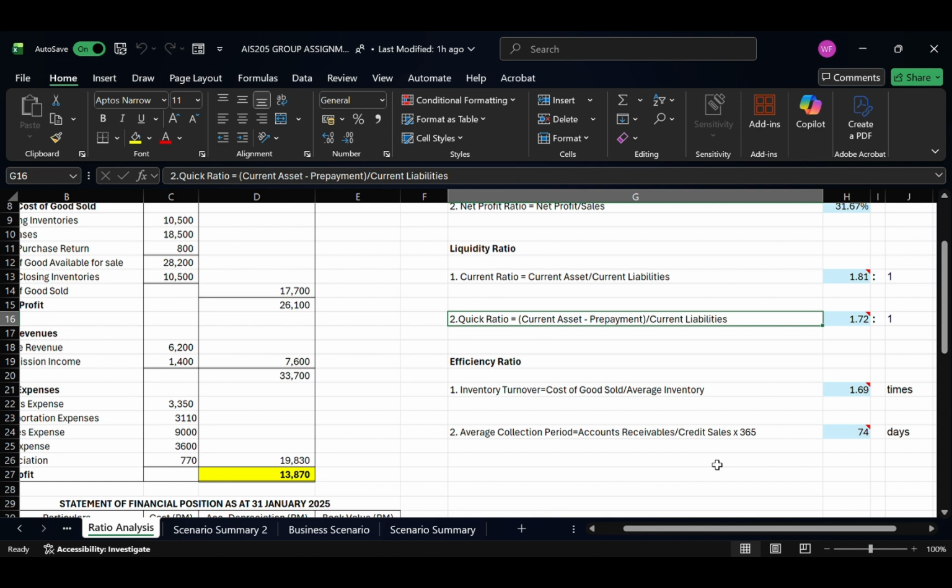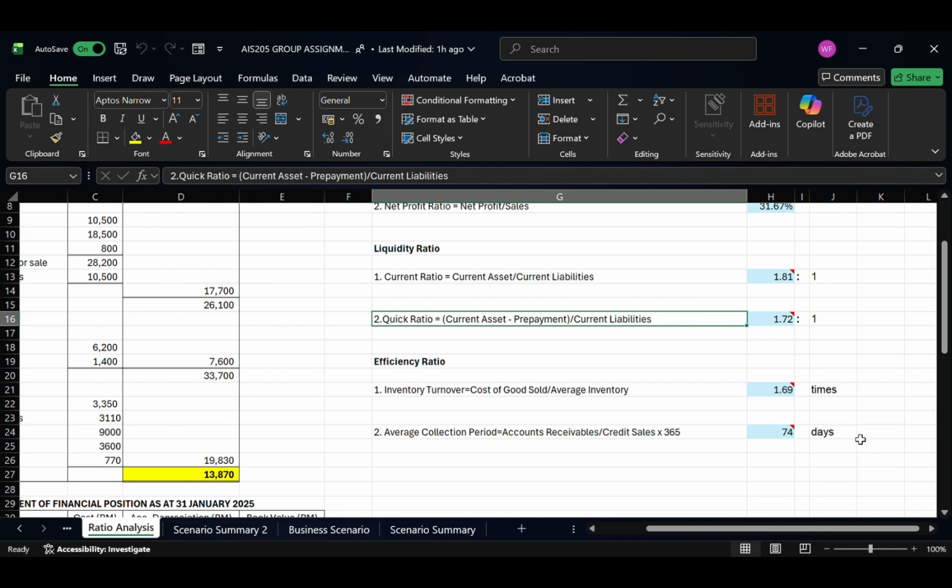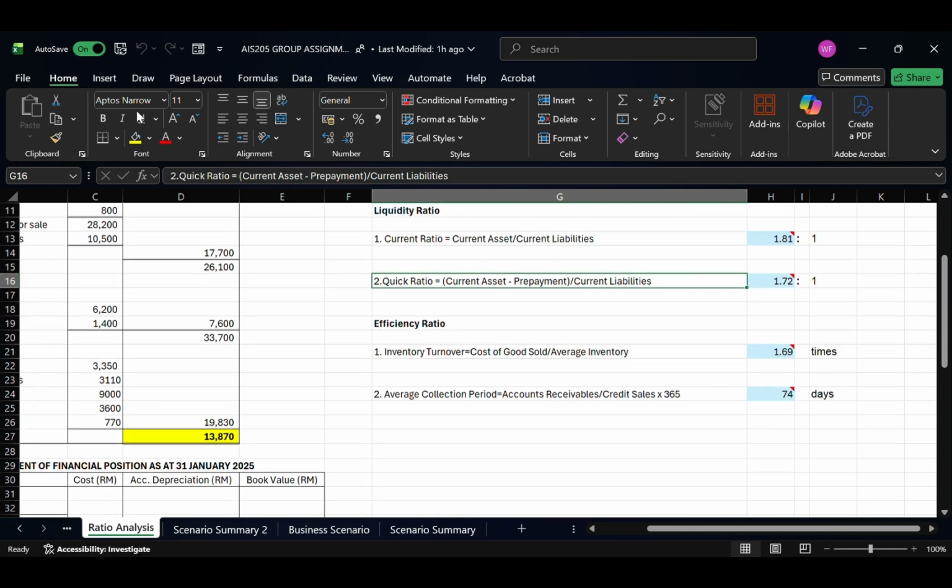We get this figure by dividing accounts receivable by credit sales times 365 days, since we want it in days. So here we get that the debts of the debtors can be paid within 74 days.